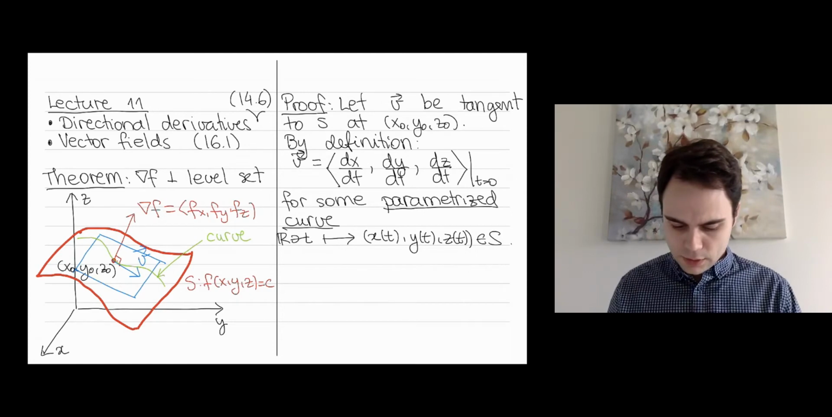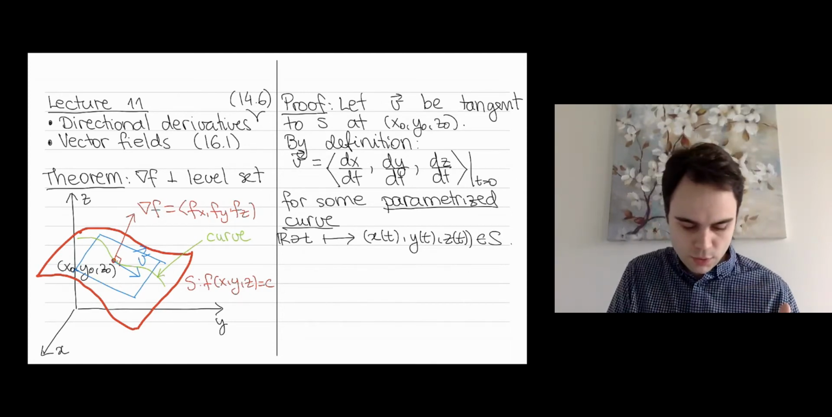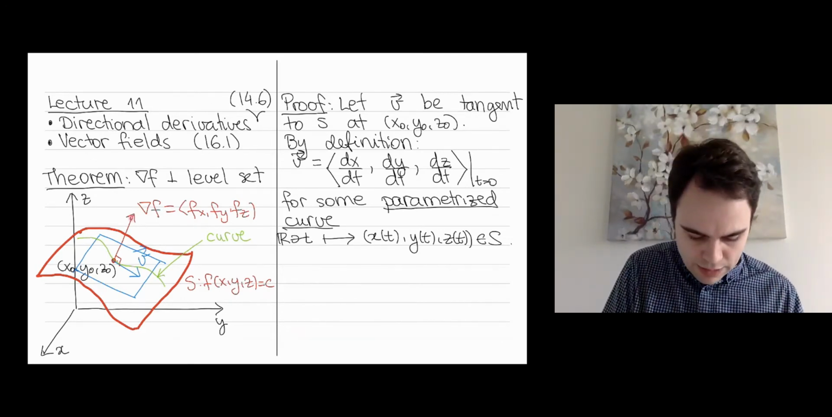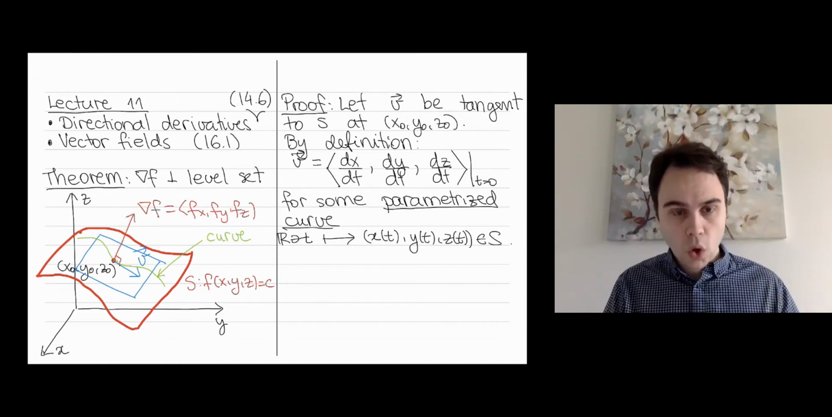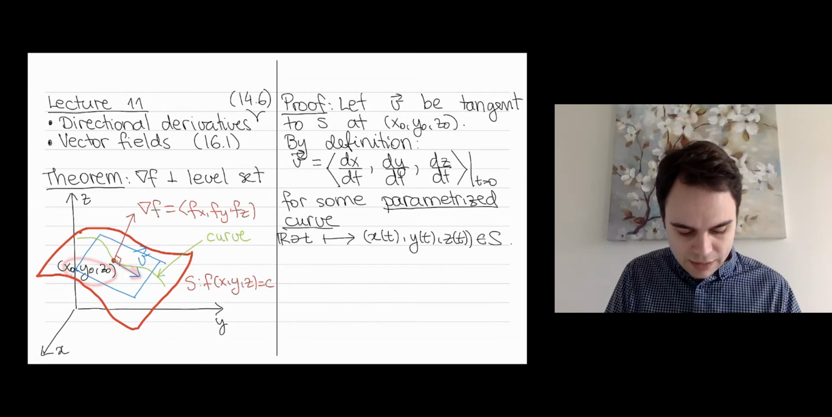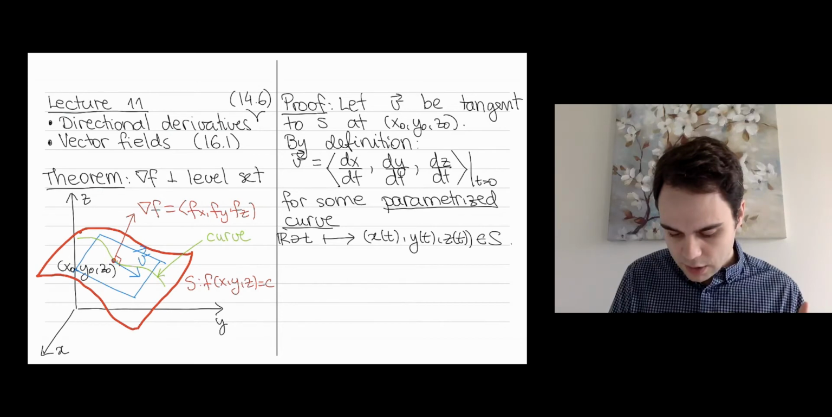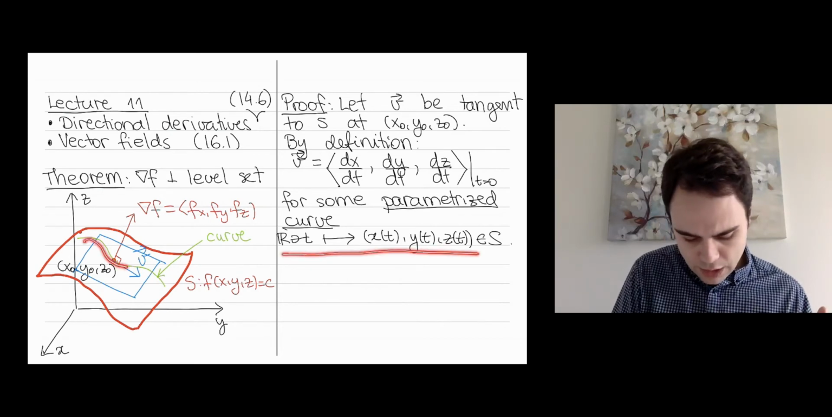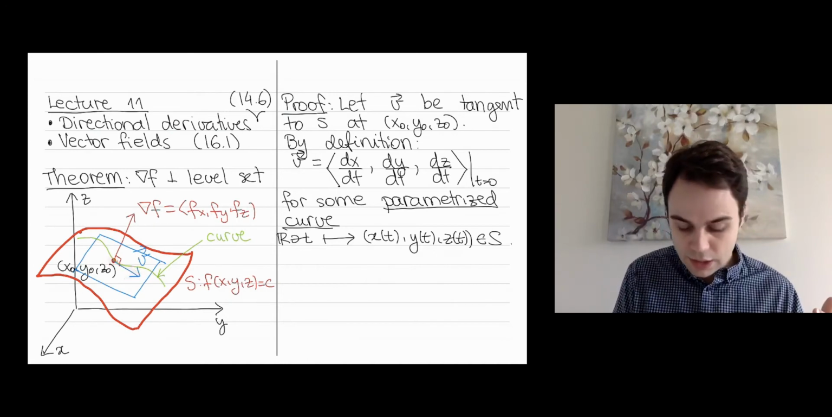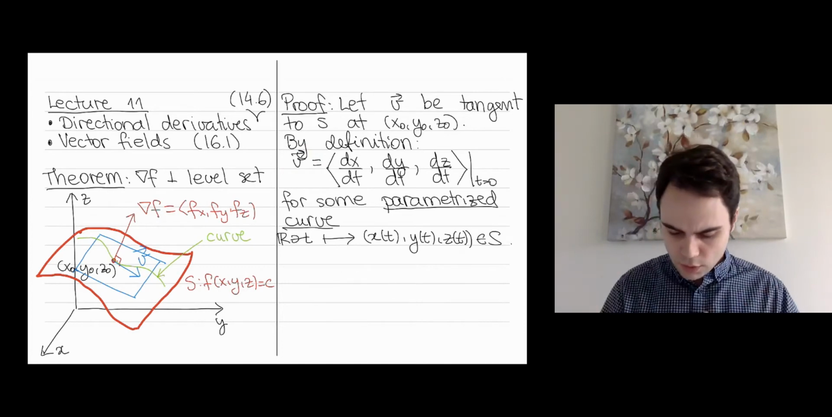Okay, so let's recap and put this all together. We want to prove that the gradient is perpendicular to all tangent vectors to the surface at this point. Now, to say that v is tangent to the surface at a point is to say that there is some parametrized curve. Here I drew it in green. There is a curve inside my surface whose velocity vector at time 0 is equal to v.